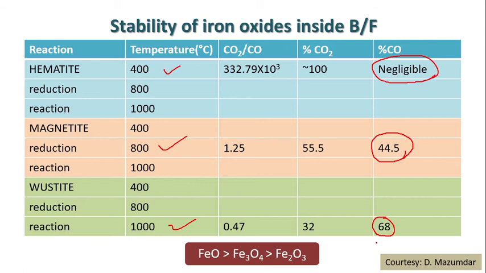From this we can conclude that FeO is the most stable, then Fe3O4 magnetite, and Fe2O3 is least stable. It is reduced instantaneously to magnetite if even a little carbon monoxide is available.